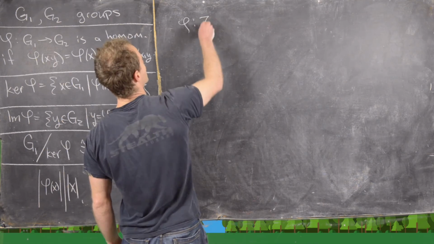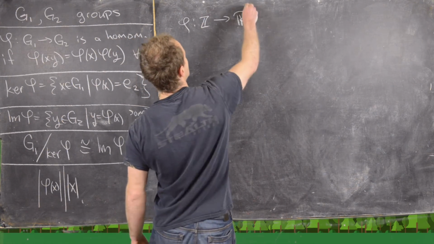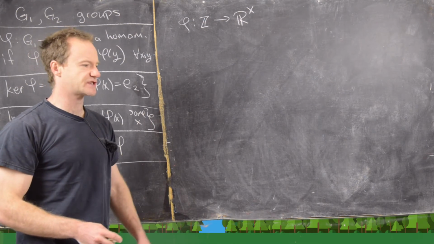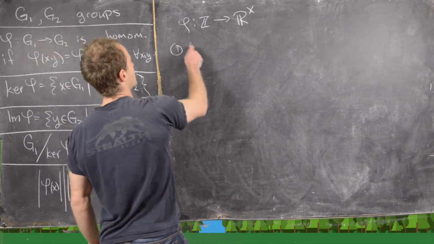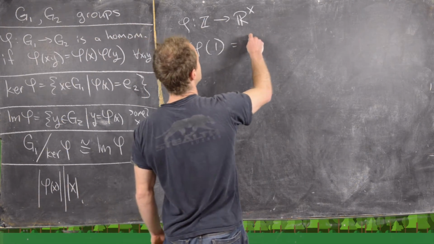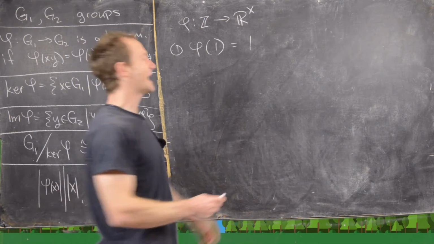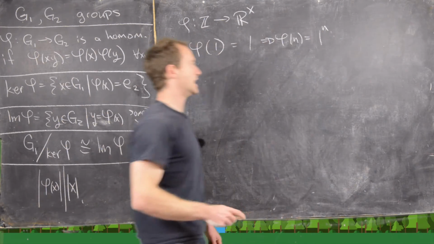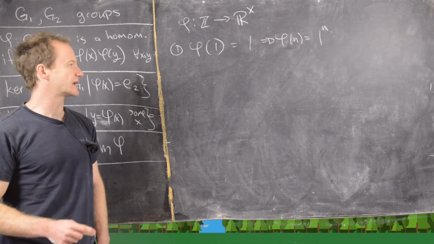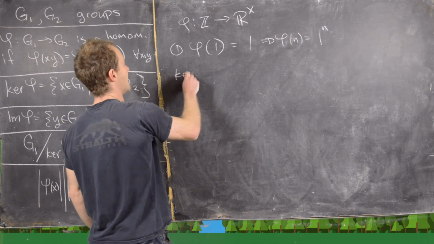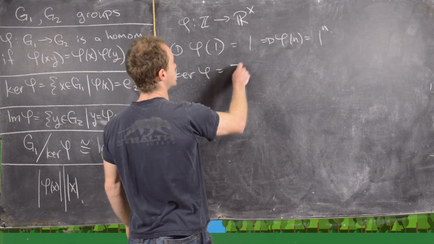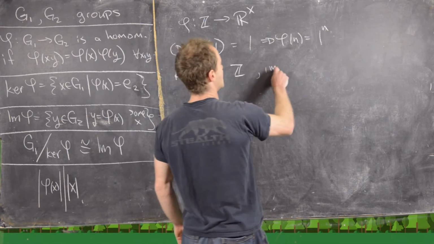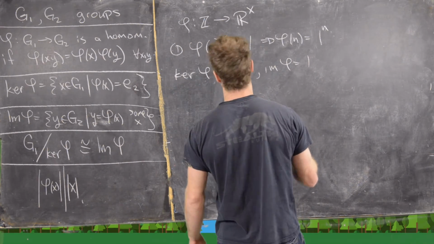So let's take a map from Z to the multiplicative group of non-zero real numbers. So there are 3 interesting choices here. So choice number 1 is we can take phi of 1 to be 1. And so what that tells us is that phi of n is equal to 1 to the n, because we're doing this multiplicatively. But that means that the kernel of phi is equal to all of the integers, because we're only mapping onto the identity, and the image of phi is just equal to the number 1.